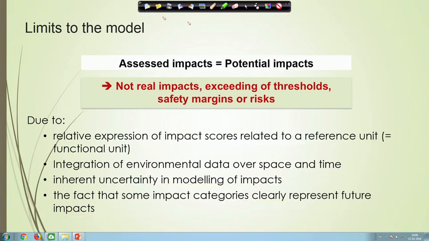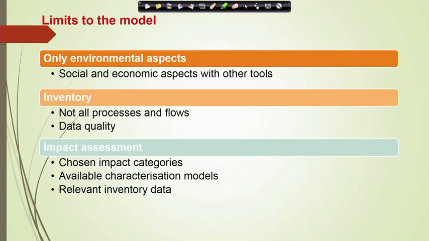Those who are working in the environmental field, and especially with some models, know much better that models have limitations, including the life cycle models. Here we are only talking about the environmental aspect. The social and economic aspects are covered with other tools, and in the inventory sometimes you do not have all processes and flows, because it gets too big, and you do not have that information available. Data quality is a question.